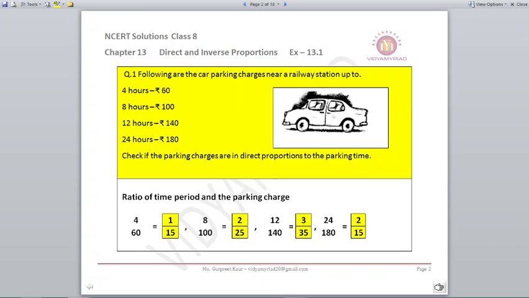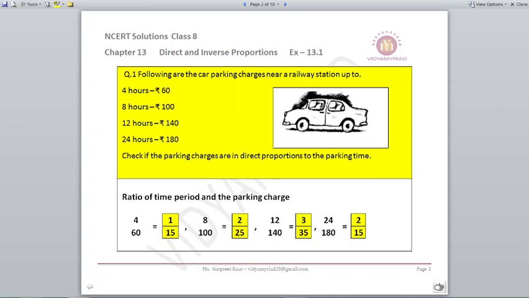Now when the car was parked for 4 hours, the charges were 60. So 4 upon 60, when I reduced it, came to 1 upon 15. When the car was parked for 8 hours, the charges were rupees 100. So 8 upon 100, reduced, comes to 2 upon 25. When it was for 12 hours, the charges were 140, so it came to 3 upon 35. And when it was for 24 hours, the charges were rupees 180, that is 2 upon 15.